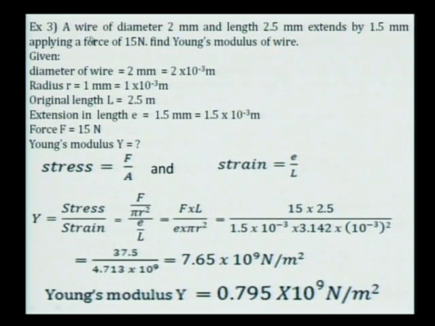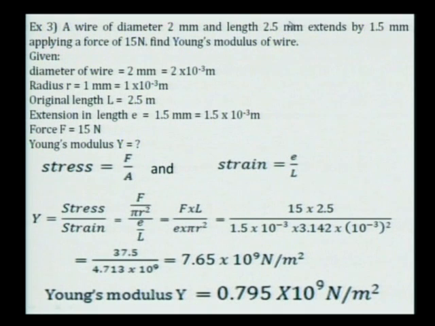In this example, a wire of diameter 2 mm and length 2.5 meter extends by 1.5 mm on applying a force of 15 Newton. Find Young's modulus. Now what is given? Diameter of the wire is 2 mm, which is equal to 2 into 10 to the power minus 3 meter. Radius of the wire is 1 mm, which is equal to 1 into 10 to the power minus 3 meter. Original length is 2.5 meter, which is also given.